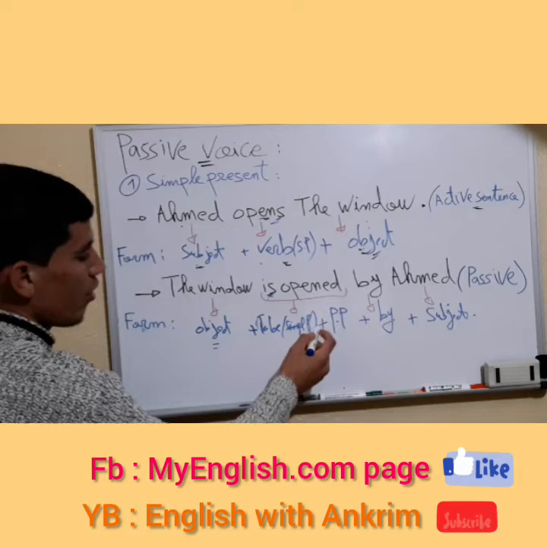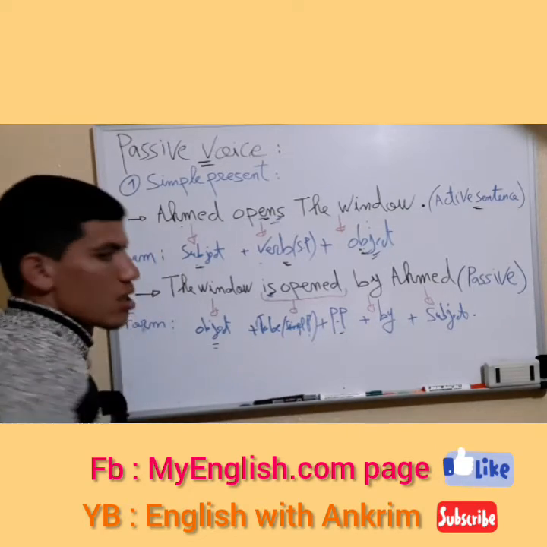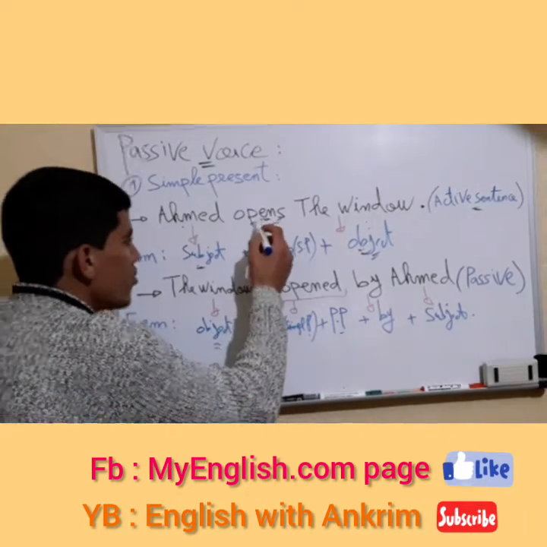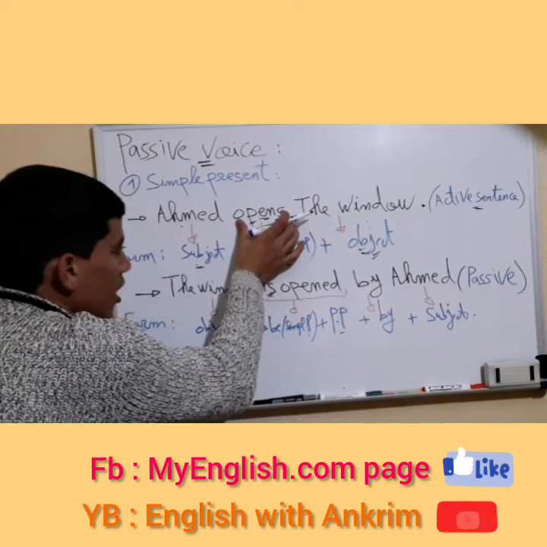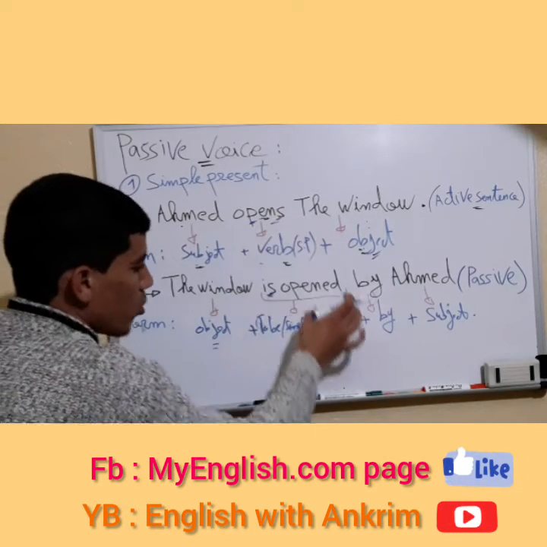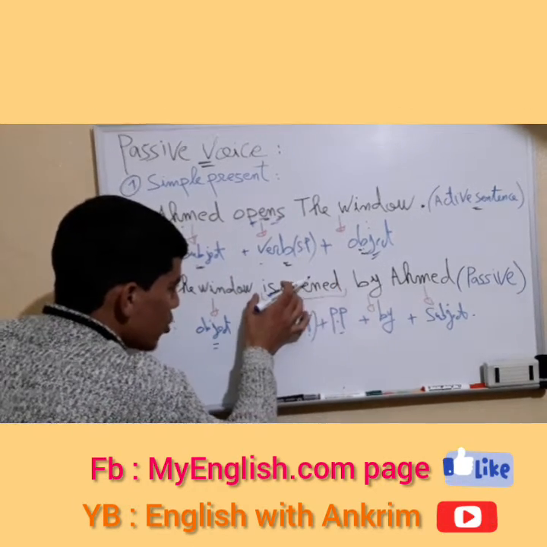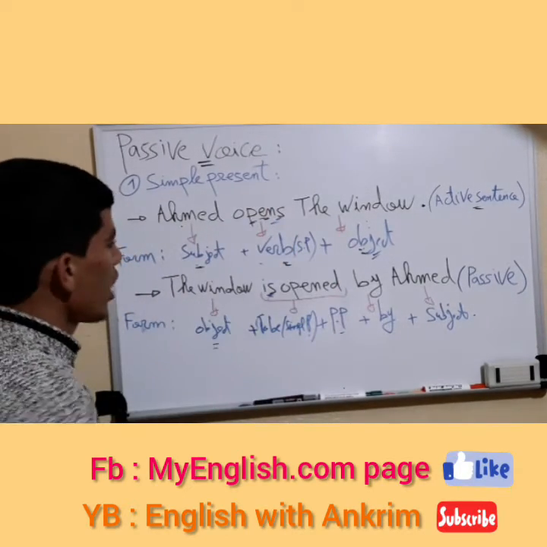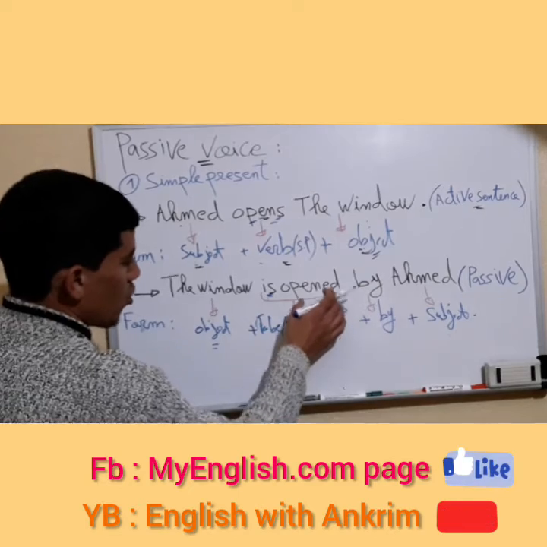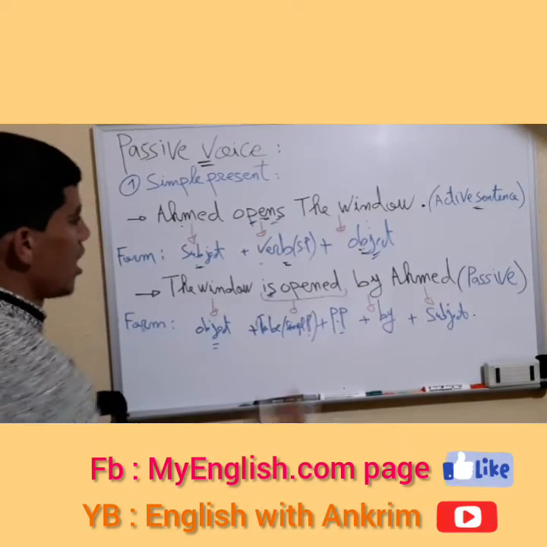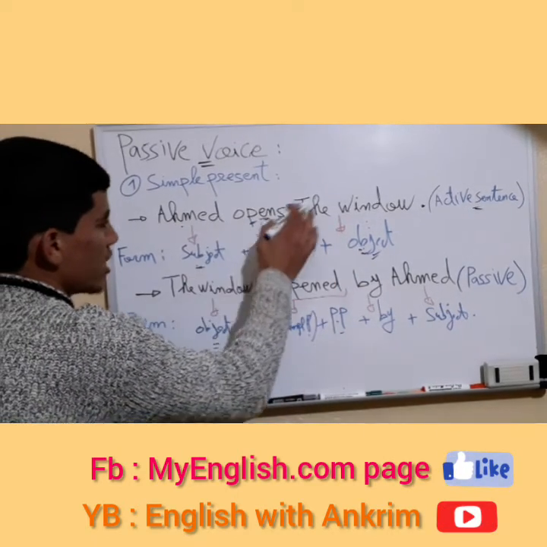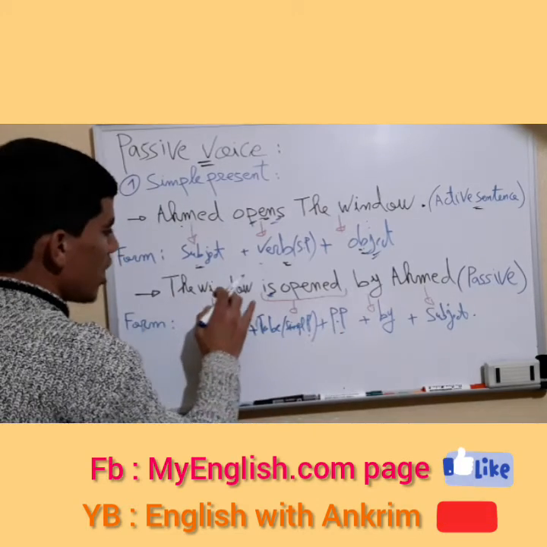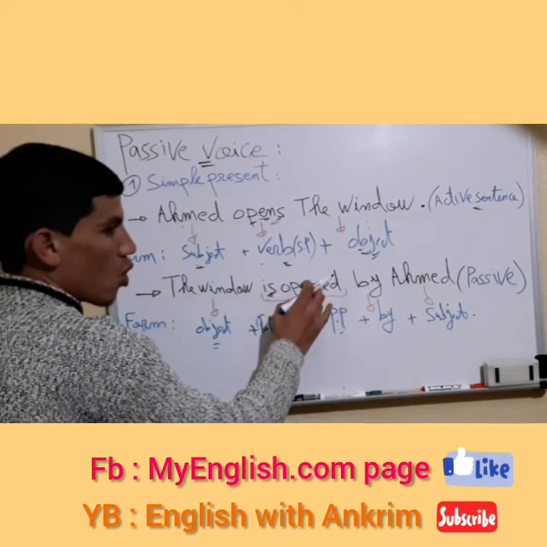Okay, and we have the past participle. Past participle of what? Of the same verb. So we have here "open", the verb to open. So after the verb to be, we put the past participle of this verb. Okay, we have "open", so we put "opened". For example, let's say "break": Ahmed breaks the window, we say the window is broken.